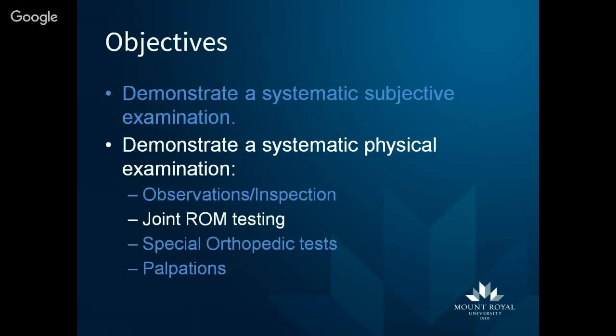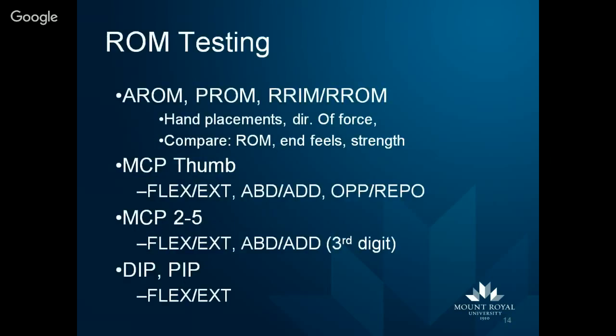The next part of the presentation involves joint range of motion testing. For the hand and the fingers, at this point in the assessment, as a therapist, you are to perform active, passive, and resisted range of motion. Again, just like other regions or joints in the body, when you're testing range of motion, be mindful of your hand placements and the direction of the force you're placing on the patient. You always want to compare injured side and non-injured side to look for range of motion differences, differences in end feels, and differences in strength.